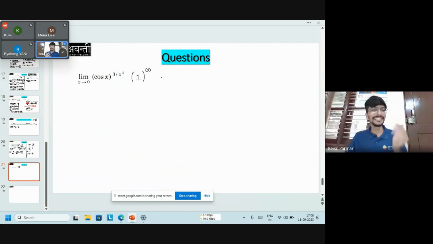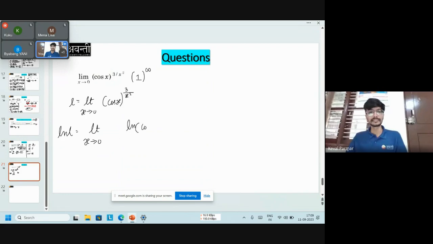What do we do? We take log on both the sides. So we write the limit as L equals limit x tends to 0, cos x raised to 3 upon x square. Now, if we take log, I will get ln L equals limit x tends to 0, ln cos x, and the power comes in front, so I will get 3 upon x square.